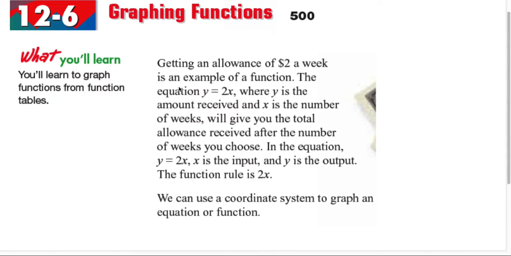Okay, so let's take a look at this example in allowances. Getting an allowance of $2 a week is an example of a function. So the equation y equals 2x, where y is the amount received and x is the number of weeks, will give you the total of allowance received after the number of weeks you choose. So in equation y equals 2x, x is the input and y is the output. The function rule is 2x.